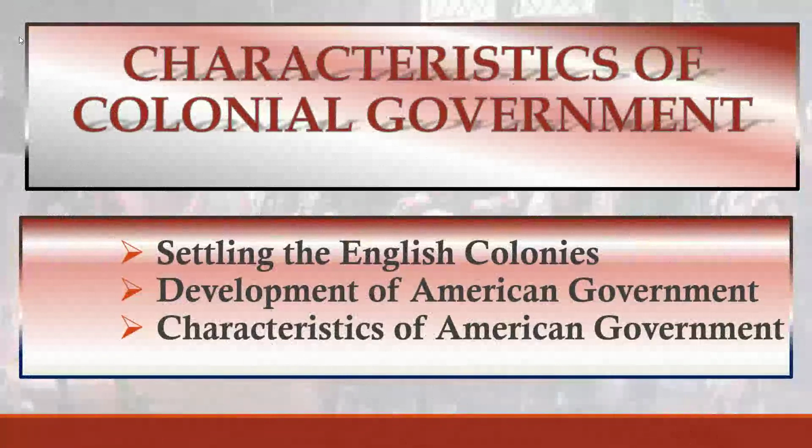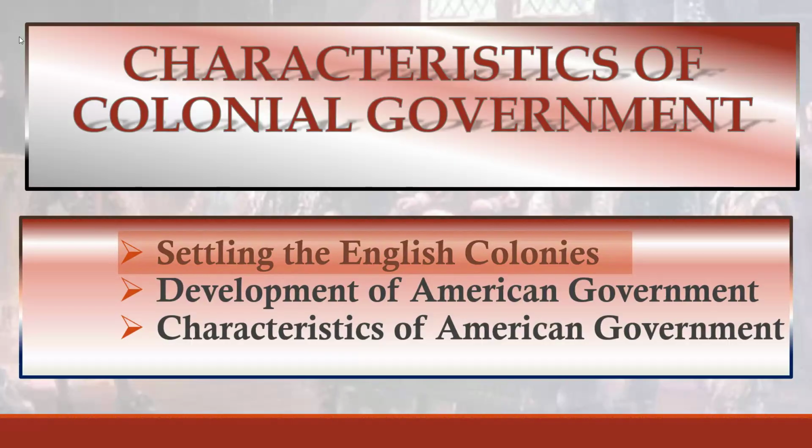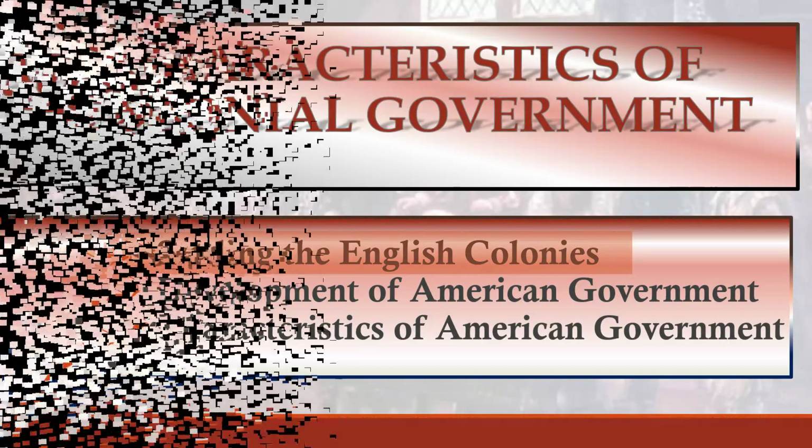This is Mr. Ridarola with a presentation on the characteristics of colonial government. This is a tutorial to help you better complete your summary outline. Let's get right into it. This is a new reading, so we're going to be starting at the beginning. This particular presentation is going to cover settling the English colonies, but there's also development of American government and characteristics of government, and I'll cover those in a separate presentation. Let's get right into it.